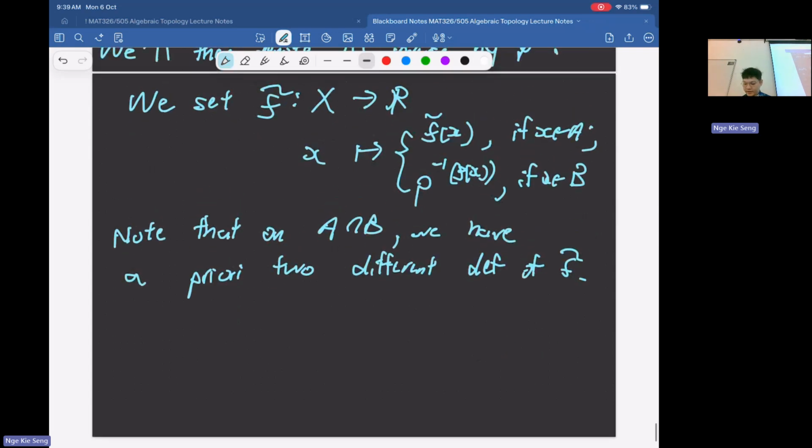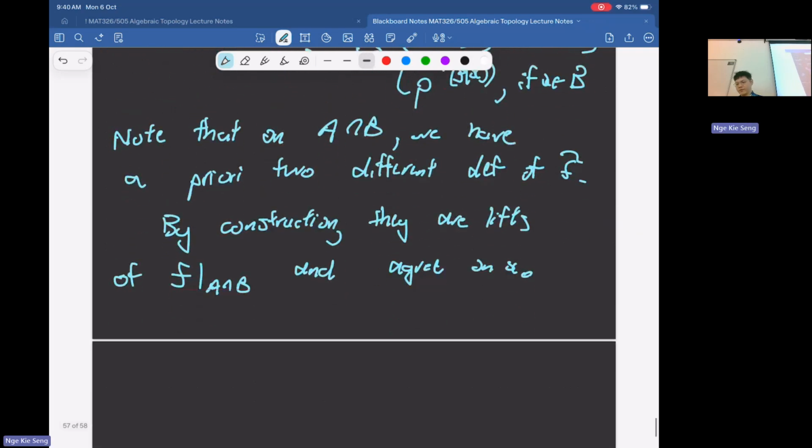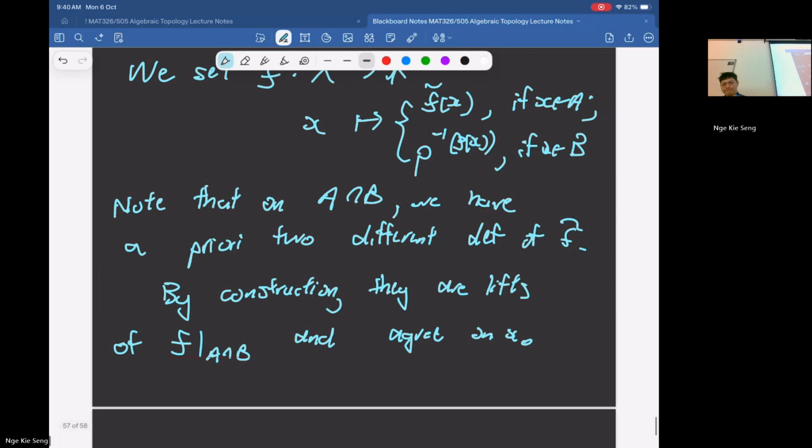By construction, if you do the triangle thing, it actually commutes. f tilde commutes with P by construction, by definition. And P inverse, by construction, you go back to f. You understand or not? So by construction, both of them are actually lifts already, if you restrict f to A intersect B, and they agree on x naught. Why? This one is pretty important. Why do they agree?